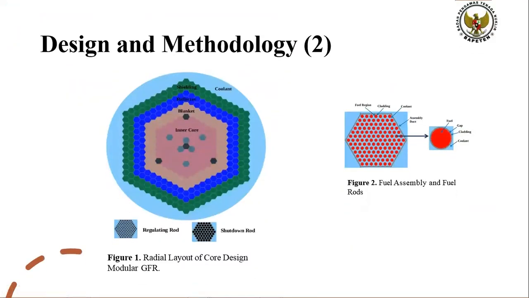Design and methodology. Figure 1 presents the radial layout of core design gas-cooled fast reactor, and Figure 2 shows the modeling of fuel rod and fuel assembly in XY figure. Both figures were generated by a MATLAB Python model. The core configuration has 6 regulating control assemblies, 3 shutdown assemblies, and blanket, inner core and shielding.